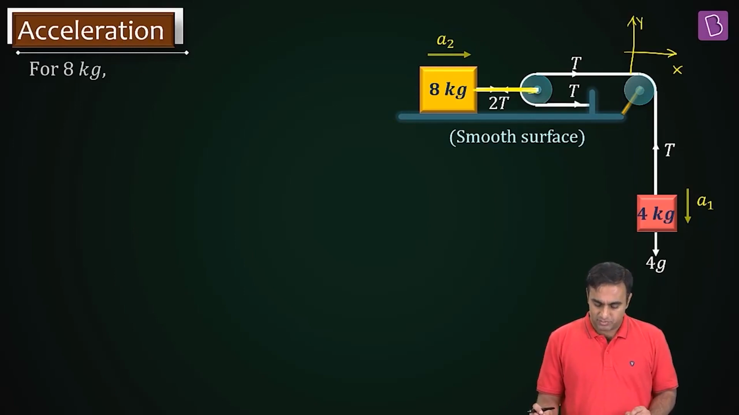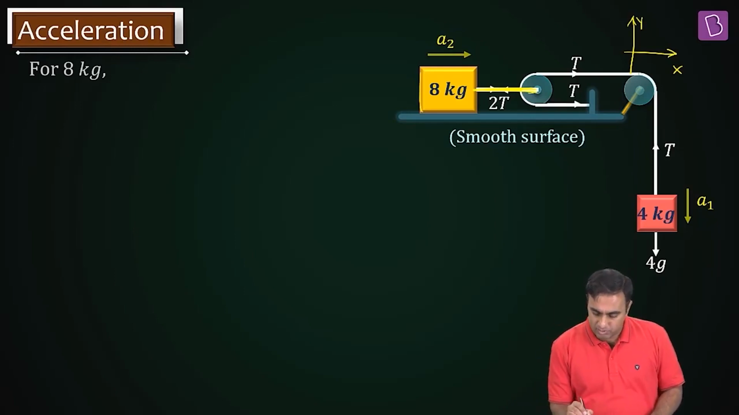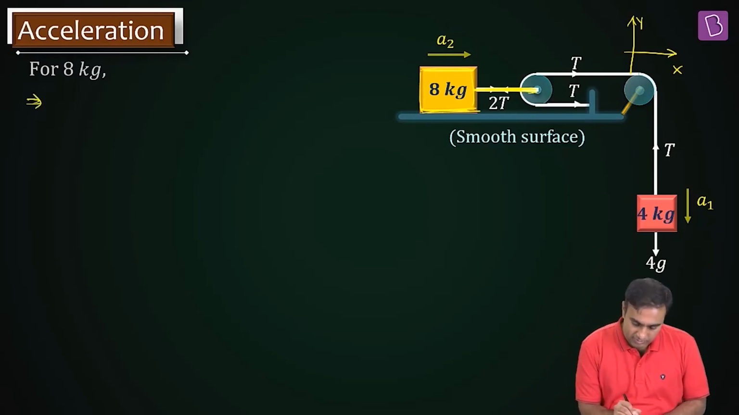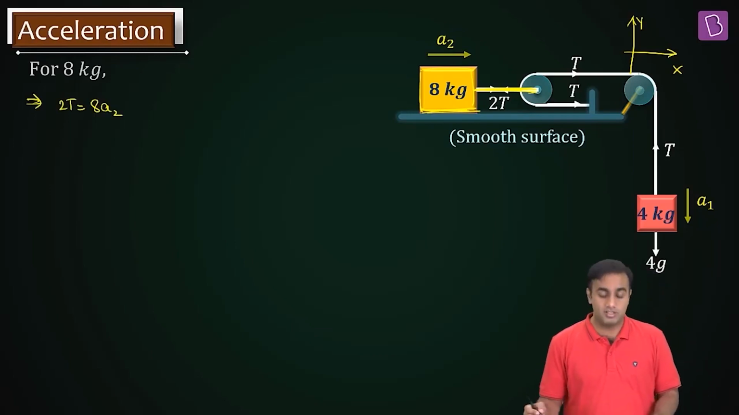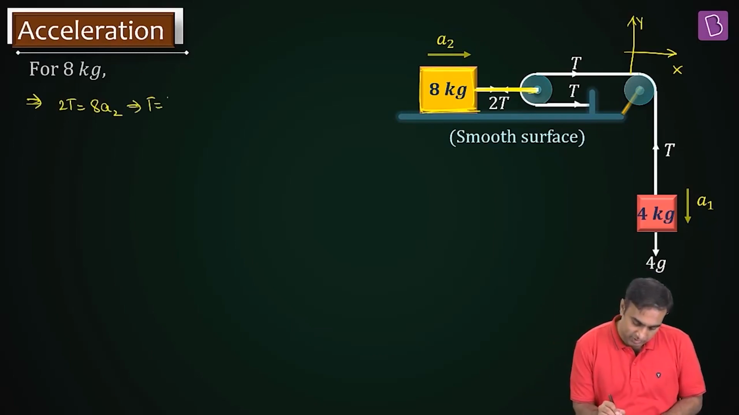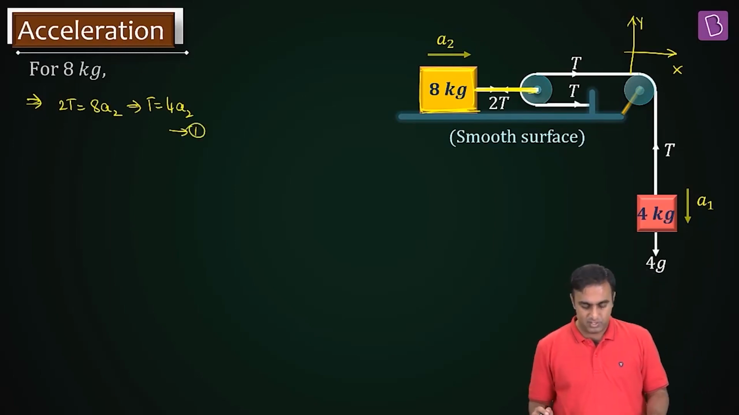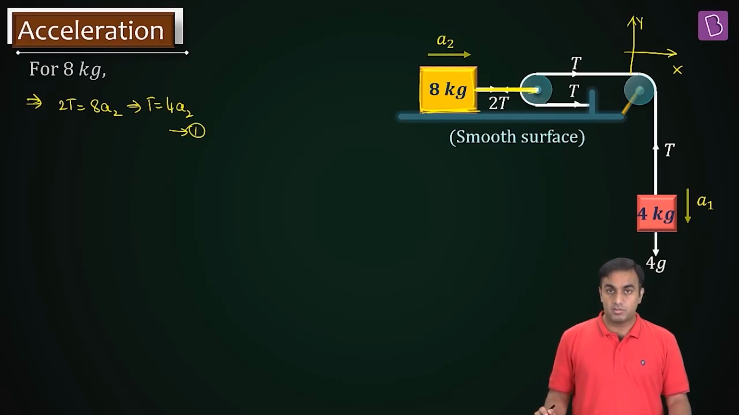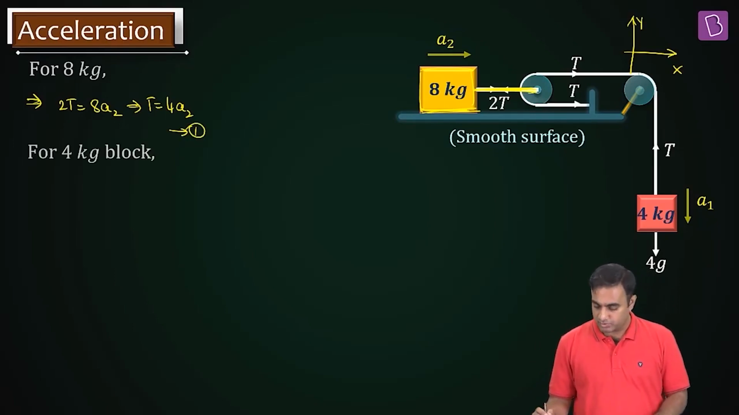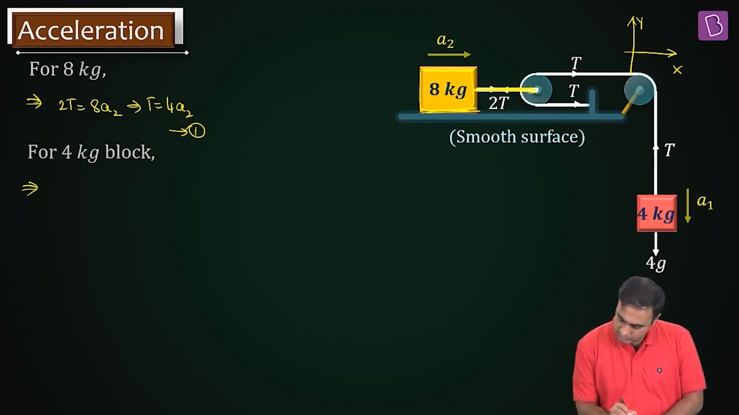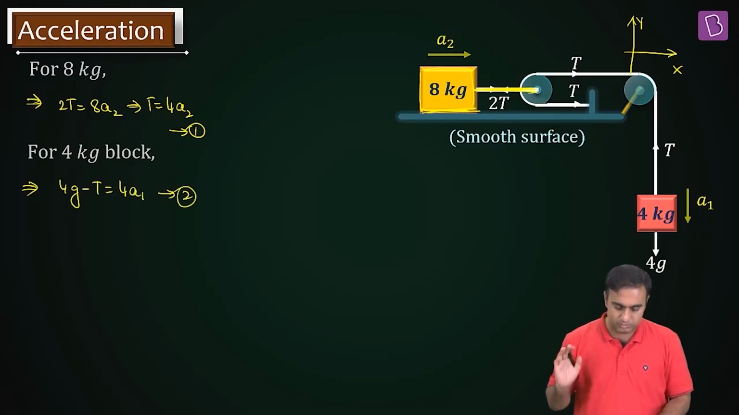In that case, for the 8 kg block motion, application of Newton's second law will give us 2T equals 8a2, or T is equal to 4 times a2. Call this equation number 1. Do the same thing for the 4 kg block. Apply Newton's second law for its motion. It will give us 4g minus T equals 4 times a1.